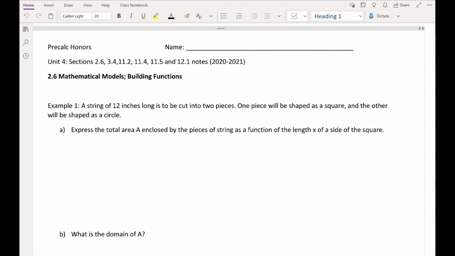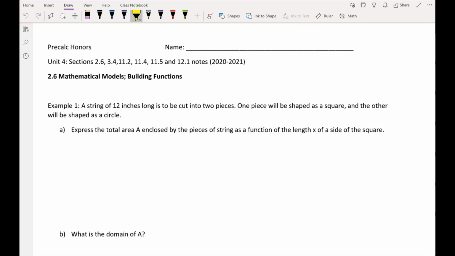Just to remind you guys, for Unit 4 we will not have an exam, but all of its content will be on your final exam, okay? So let's start with 2.6. This one is sort of a little bit of each chapter. We have one section from 2.6, one section from 3.4, and 3 sections from 11, and just one more from 12.1. Now 2.6 and 3.4 are all applications.